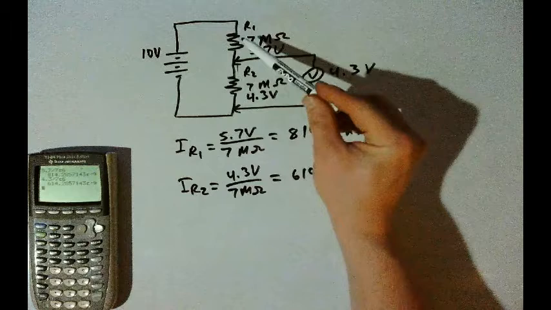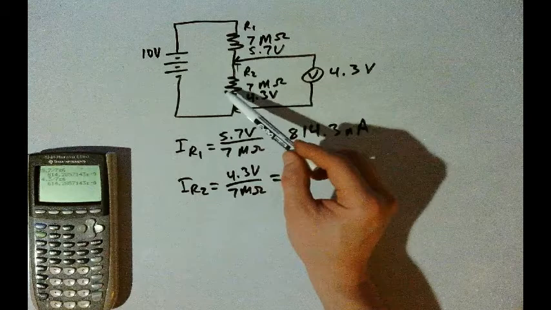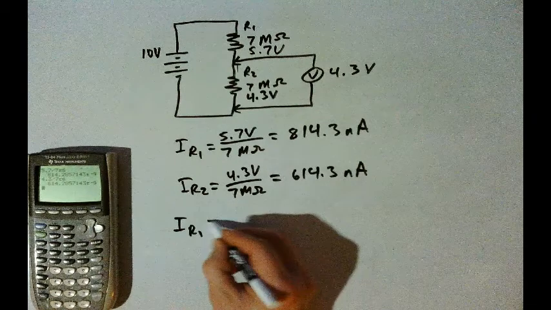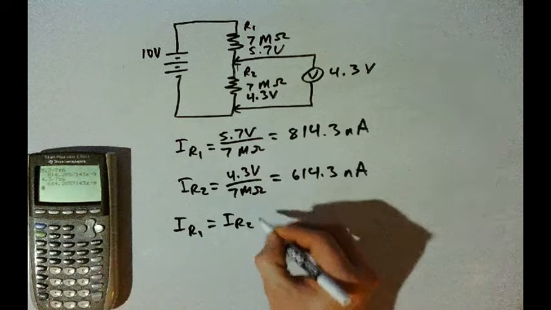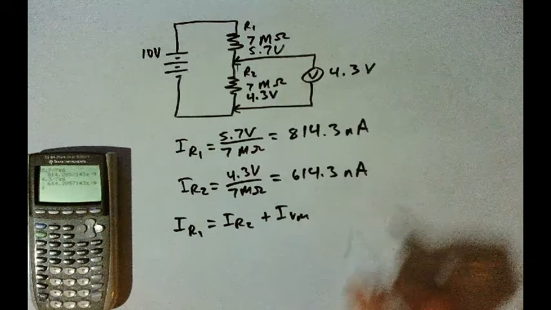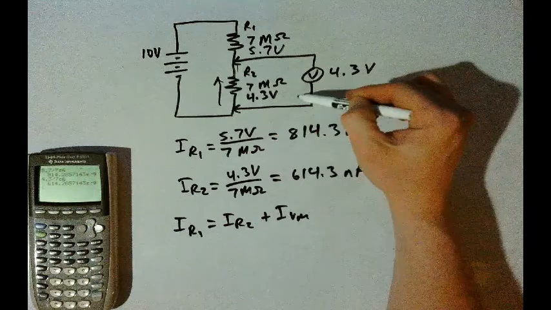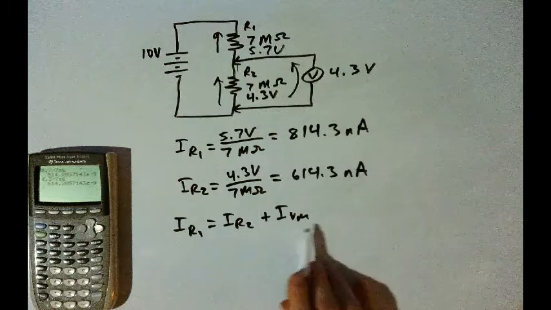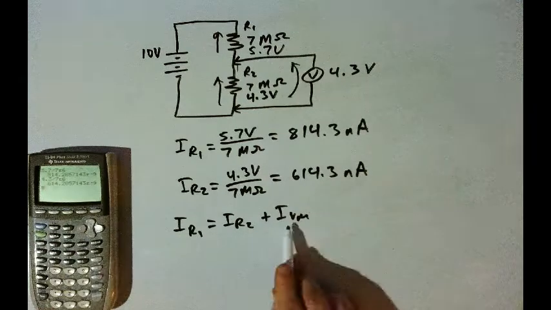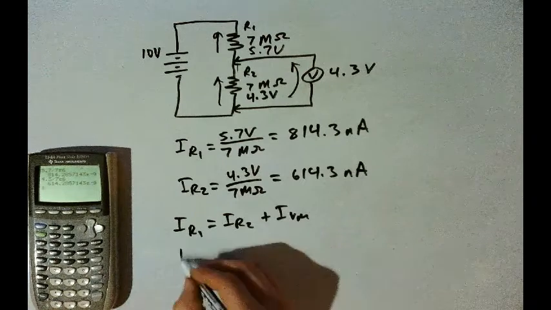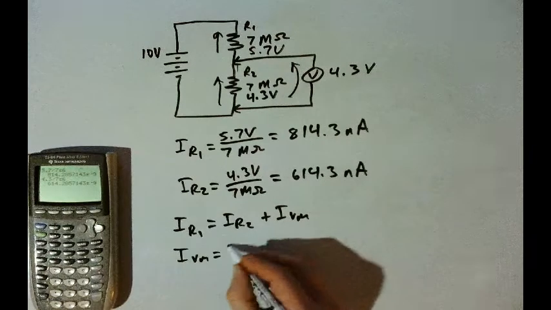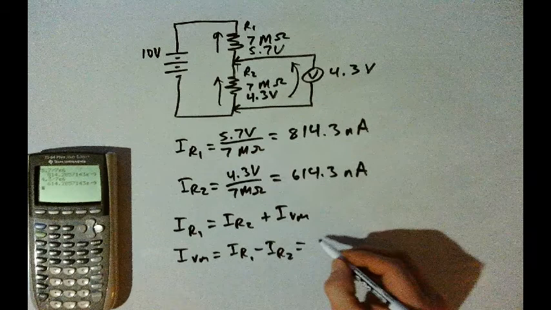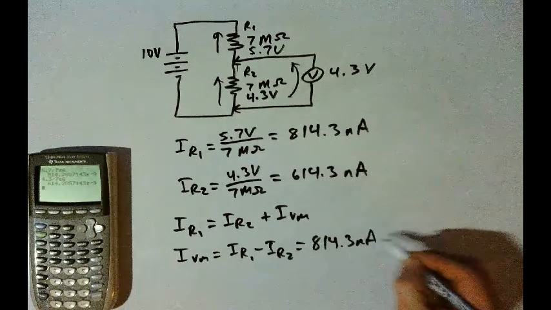We want to know what the current in the voltmeter is. So we'll subtract IR2 from both sides. The current in the voltmeter will be equal to IR1 minus IR2, which will be 814.3 nanoamps minus 614.3 nanoamps. And the current in the voltmeter then will be, well, I made a mistake typing there. It's going to be 200 nanoamps. 200 nanoamps is the current in the voltmeter. So this 200 nanoamps plus the 614.3 join together and add up to be 814.